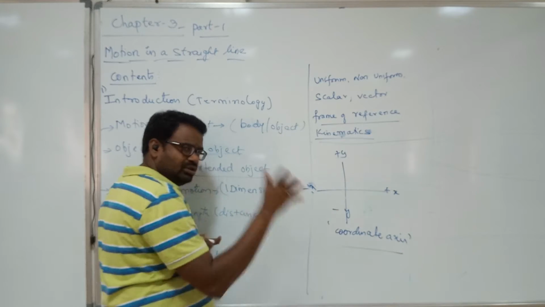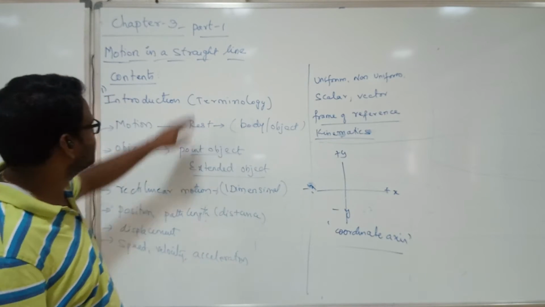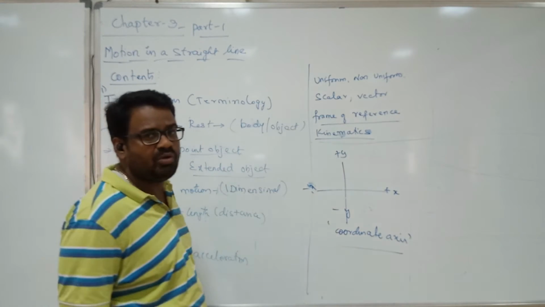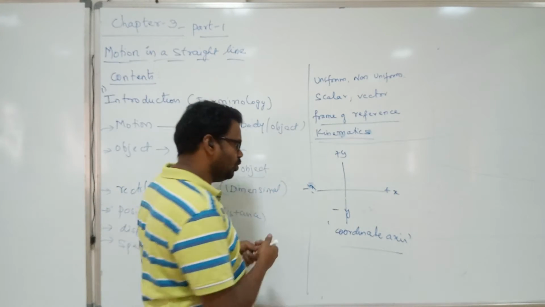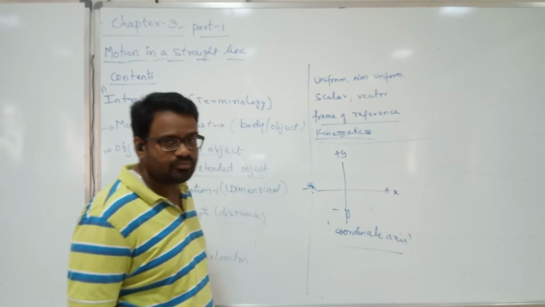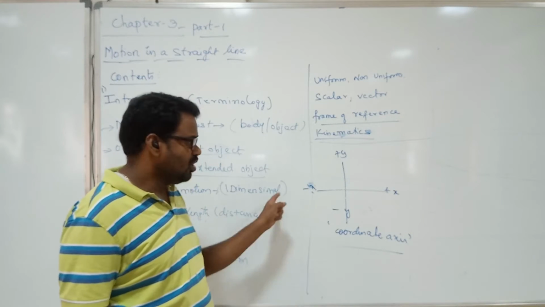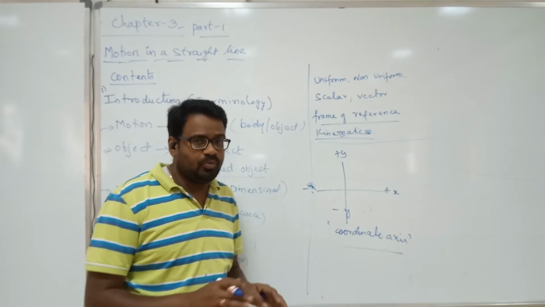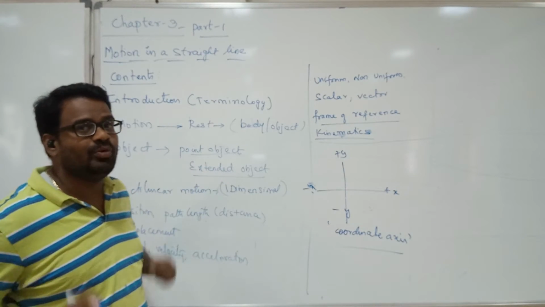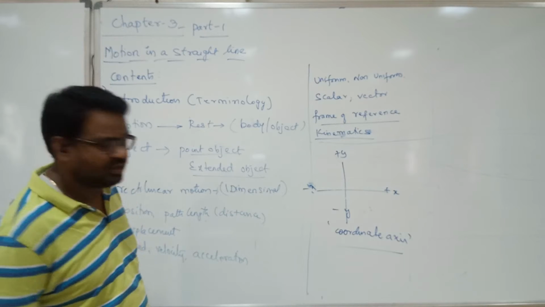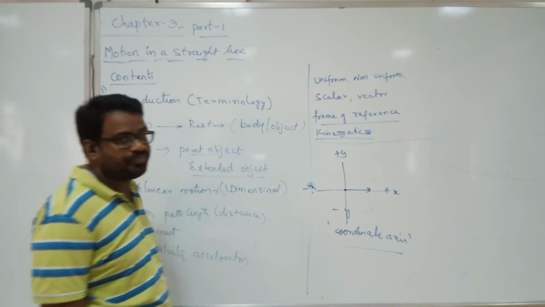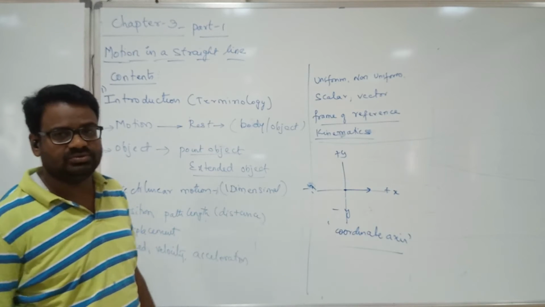Now we are not bothered about all three dimensions. In this context, we are just bothered about one dimension. What do I mean by one dimension? Either only the x-axis, or only the y-axis, or only the z-axis. If I say an object is moving along the positive x-axis, it should start somewhere here and move like this. Only the x-axis I am bothered about.